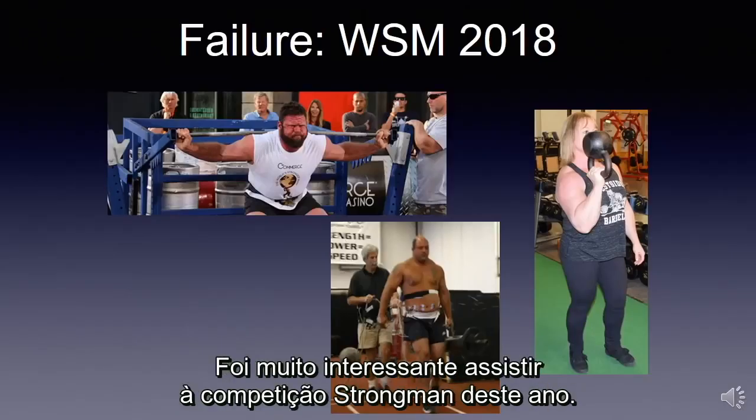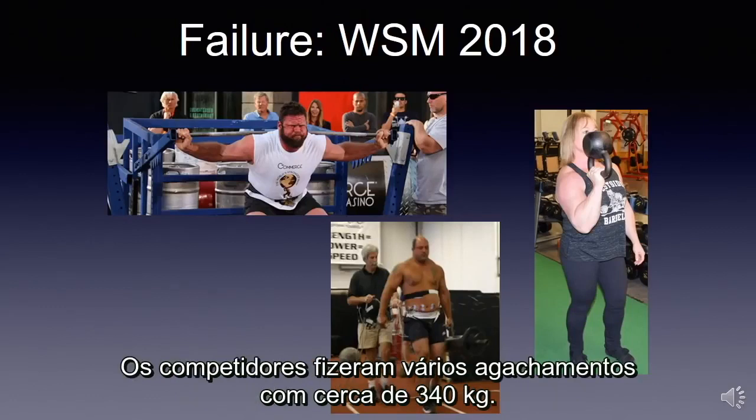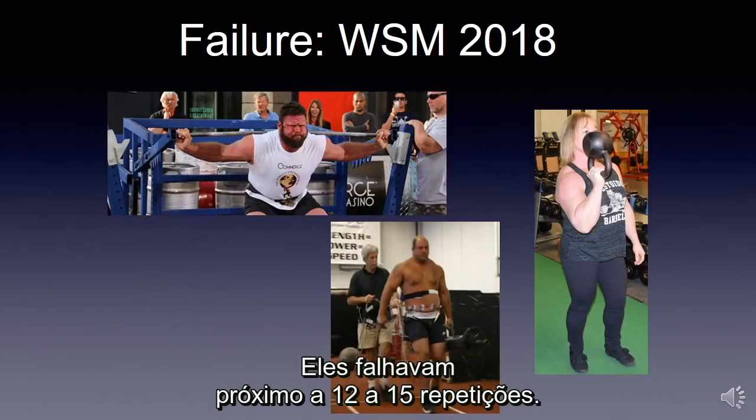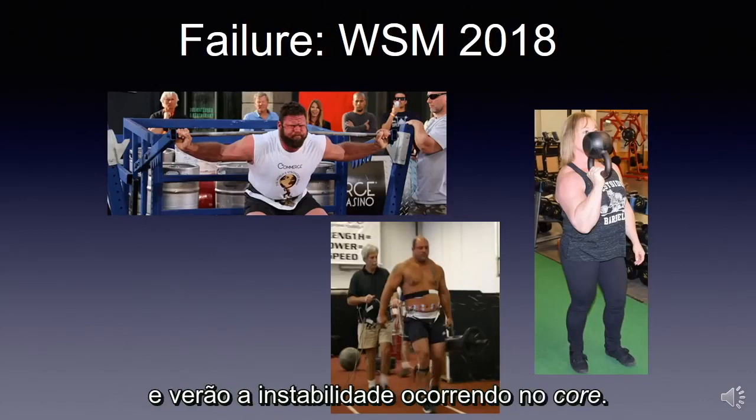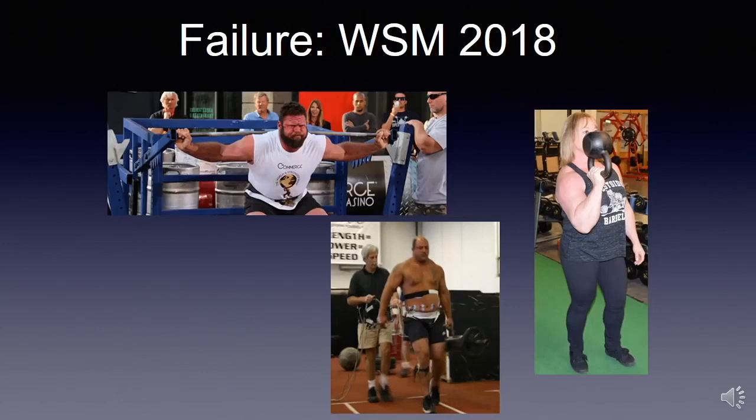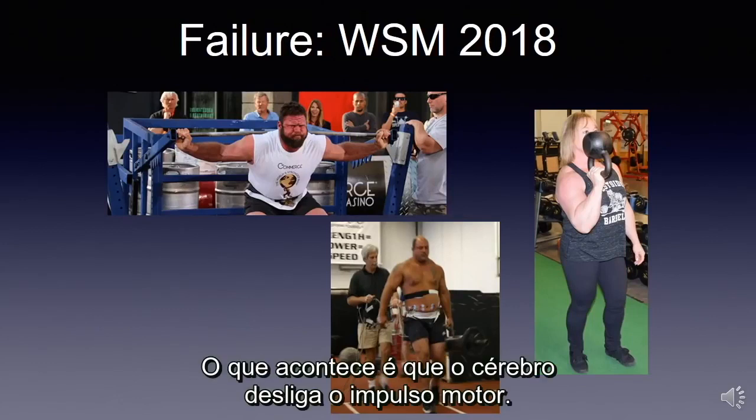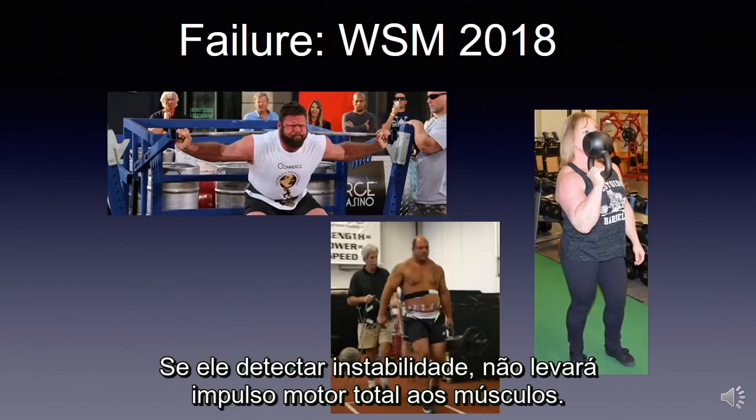It was so interesting to watch the World's Strongest Man competition this year, where the competitors squatted, I believe it was 750 pounds over and over and over again, and they would fail somewhere around 12 to about 15 repetitions. Look at the YouTube clip at the repetition before the failure, and you will see the instability occurring in their core. Their hips shift a little bit. And what happens there is the brain then shuts down the neural drive.